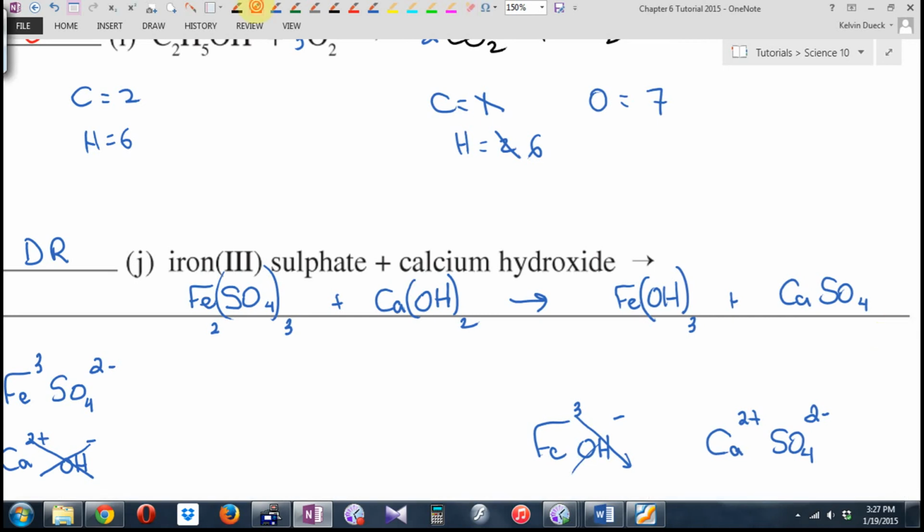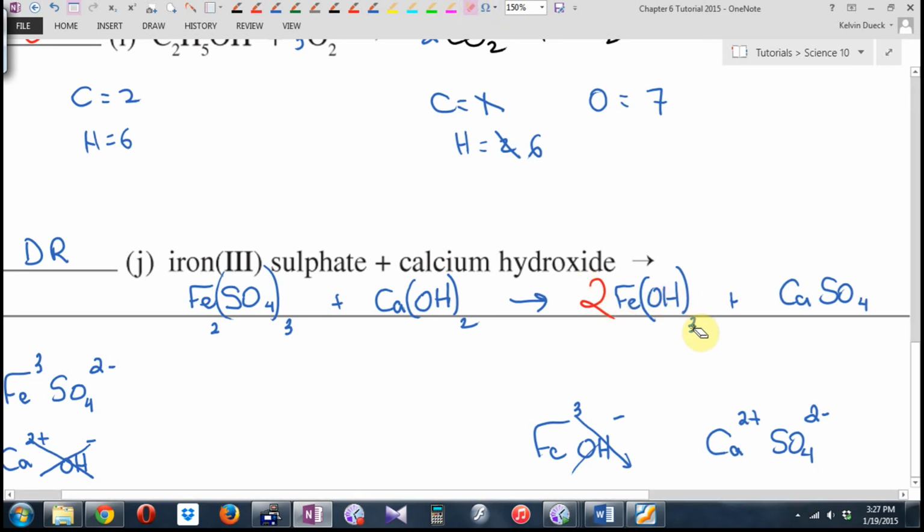Ready, Julia? We're going to balance without showing work. Start with the Fes. How many on the left? 2. How many on the right? So I definitely have to put a 2 there. Right? Okay. What did that just change?